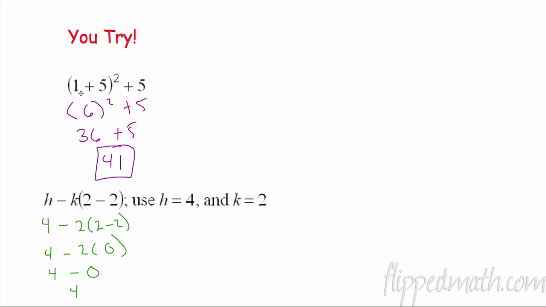So this first one, we had grouping, exponents, and adding. I did the grouping first. 1 plus 5 is 6. Then I squared it, got 36, plus 5 was 41. Down here, the very first step I did was I plugged in my values. So h was 4, k was 2. I had my subtraction, I had grouping. So I did the grouping first. 2 minus 2 was 0. Then I had 2 times 0, because multiply comes before subtraction. 2 minus 0 was 0, and then 4 minus 0 is 4.